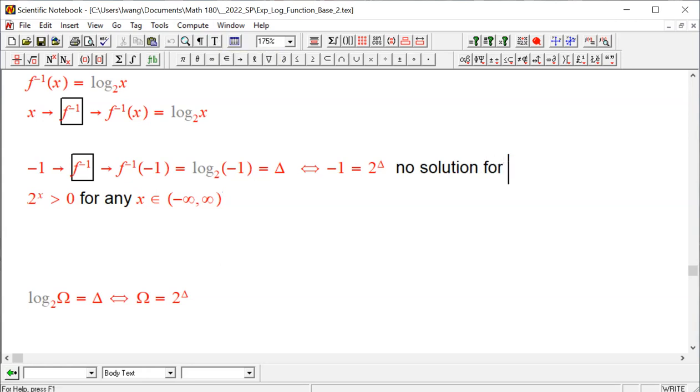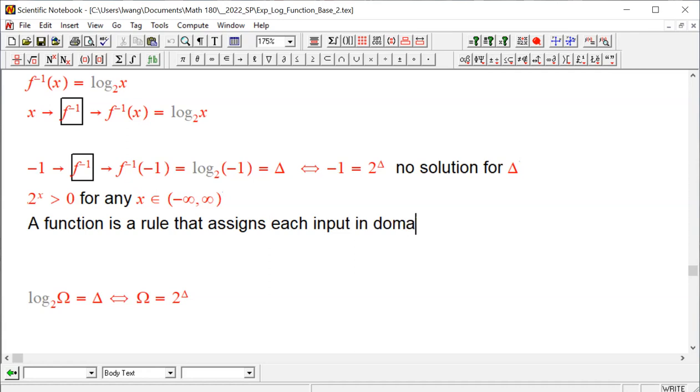for the triangle. So now let's recall the definition of function. The definition of function says a function is a rule that assigns each input in the domain exactly one output in the range. If -1 were an input, it should have exactly one output for it, but we don't have it.